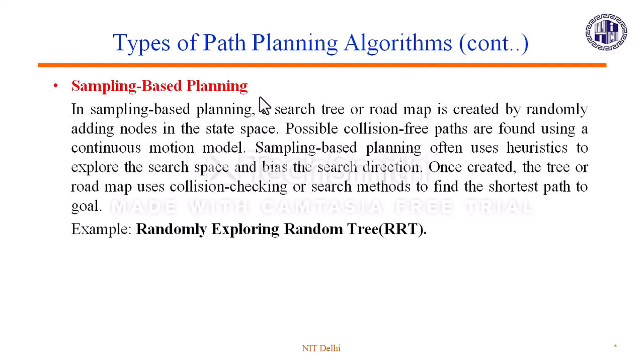The next one is sample-based planning. In sample-based planning, a search tree or a roadmap is created by randomly adding random nodes in the state space. Possible collision-free paths are found using a continuous motion model. Sampling-based planning often uses heuristics to explore the search space and bias the search direction. Once created, the tree or roadmap uses a collision-free check or search method to find the shortest path to the goal. The most popular example of sample-based planning is the randomly exploring random tree, which is also called RRT.